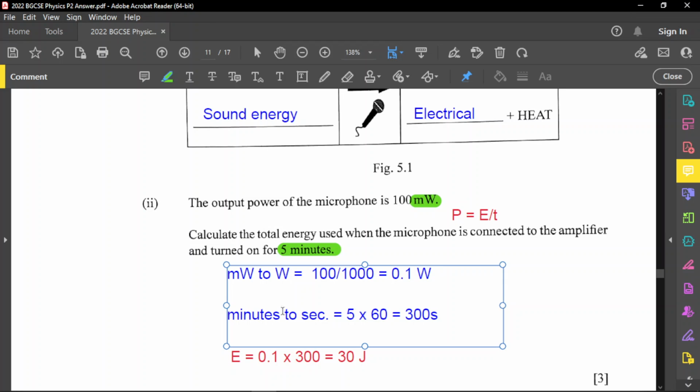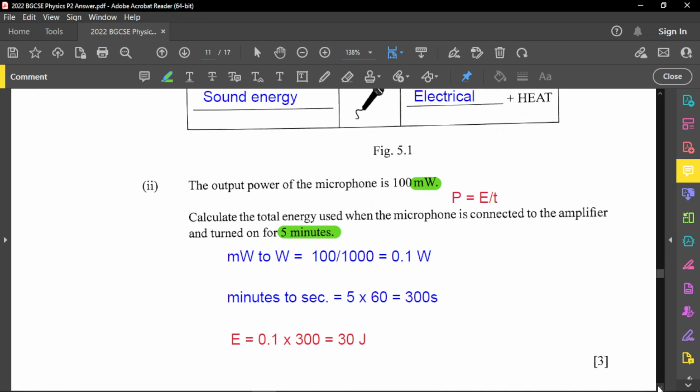All right. And then we convert minutes into seconds. And so minutes into seconds, it will be 5 times 60, gives us 300 seconds. And so therefore, to calculate energy, power is equal to energy over time, so multiplying power by time, to find energy, it is P times T, which is power times time. And so power times time, you get 30 joules. That's how you calculate energy.